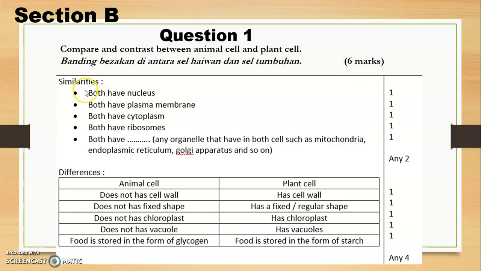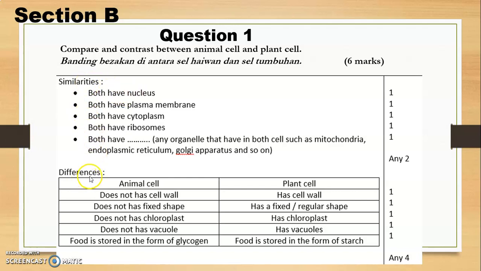Okay, an example of the similarities, an example of an answer that you can write. First, both have nucleus, both have plasma membrane, both have cytoplasm, both have ribosome, and also you can say any organelle. But you have to write "both" in front of the sentence. Do not combine all the organelles in one sentence. You have to write them in different points. That is referred to the similarities.